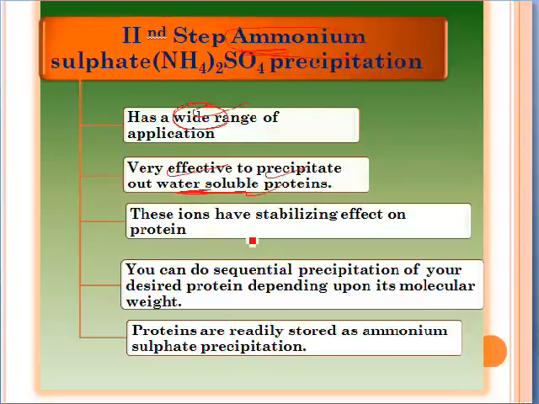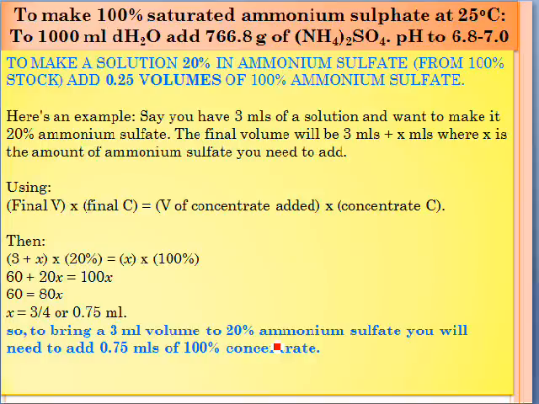Ammonium sulfate ions have a stabilizing effect on protein during the precipitation. By the precipitation we can sequentially precipitate our desired protein depending upon its molecular weight. And last, proteins are readily stored as ammonium sulfate precipitate. Next question arises: how can we calculate the ammonium sulfate amount or percentage saturation?